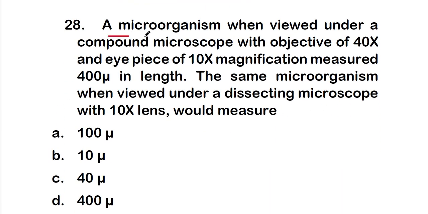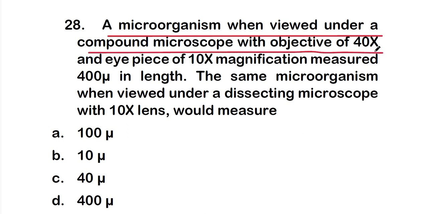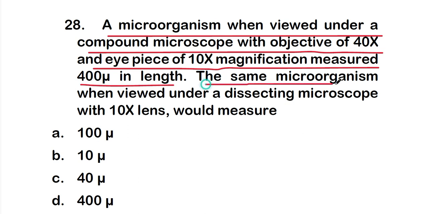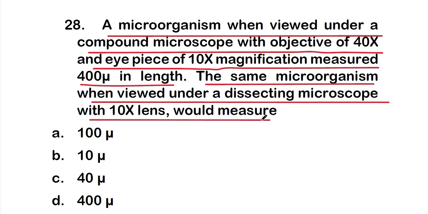A microorganism when viewed under a compound microscope with objective of 40x and eyepiece of 10x magnification measured 400 micron in length. So the same microorganism when viewed under a dissecting microscope with 10x lens would measure option A 100 micron, option B 10 micron, option C 40 micron, or option D 400 micron.